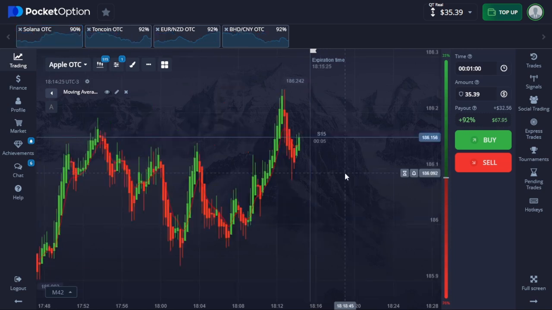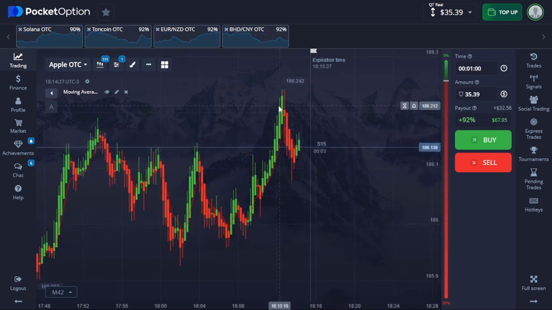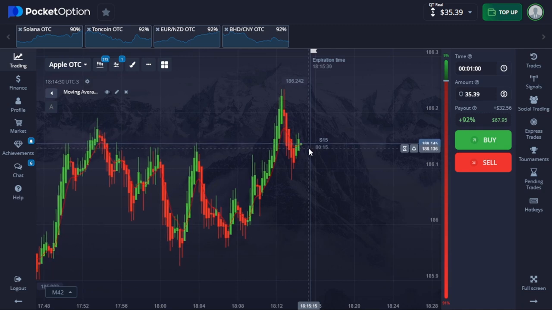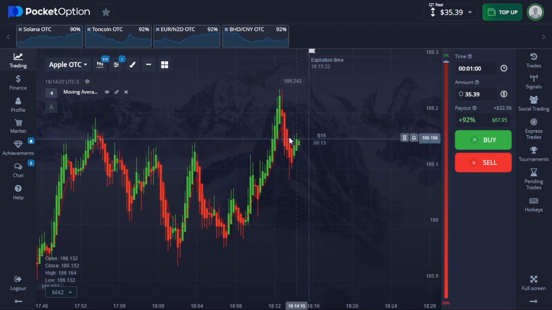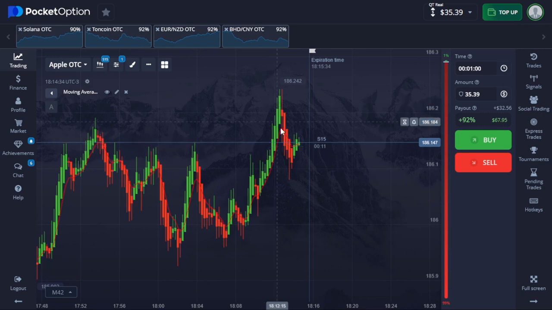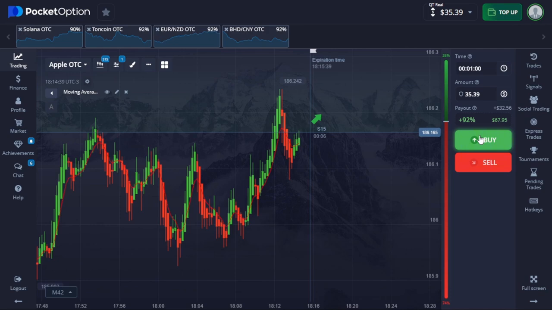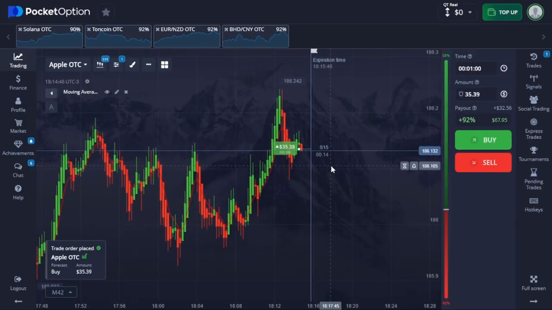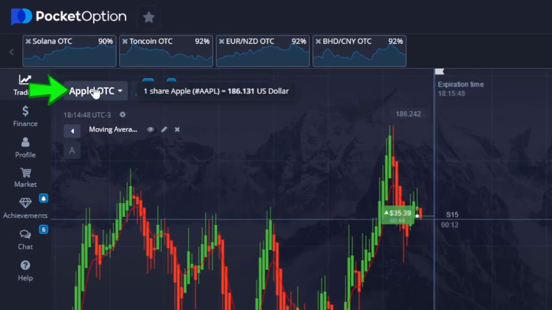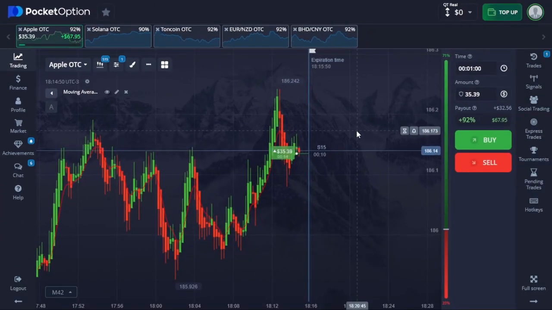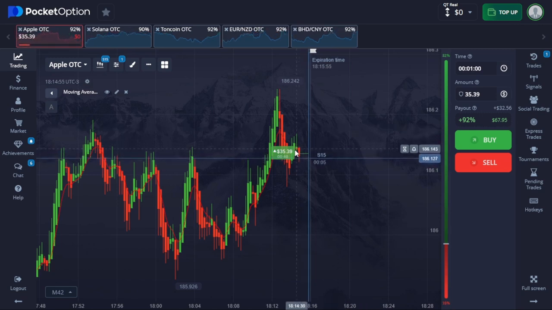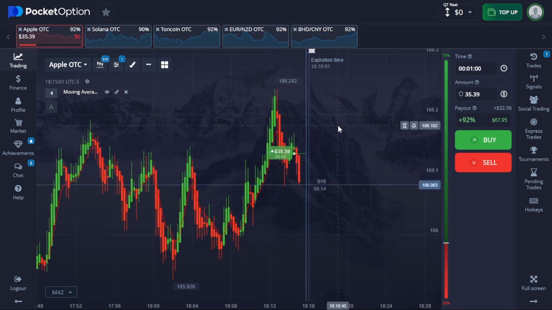Look right here, guys, on Apple pair. Looks bullish. If the next candle is green, I will enter with the buy button with all my amount again, 35.39. Wait for this and click on the buy button right now. This is a very fast strategy, analyzing the 15-second time frame with 1 minute execution, the expiration time in 1 minute.